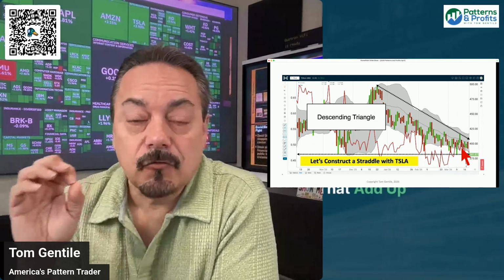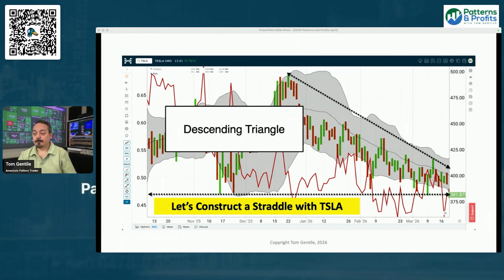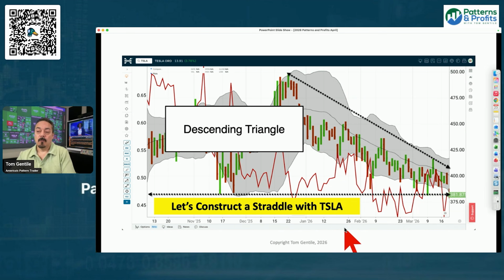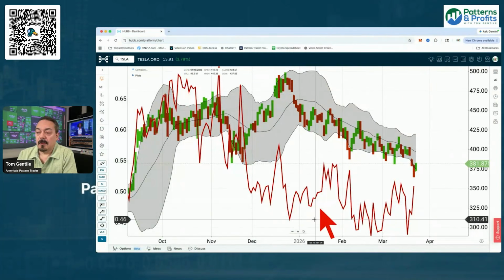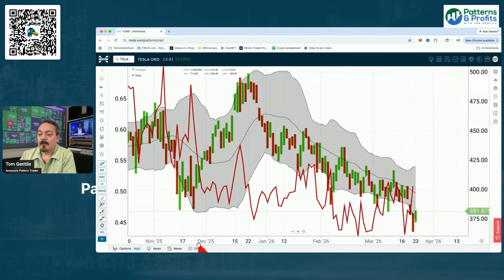Based on nothing else except the chart, let's construct a straddle with this trade. I want to construct a straddle using the Hub options data and the Hub platform, and I want to use Tesla as an example. How do I create a straddle? Well, I'm going to pop in, and here's my chart, and I can see right away that there's that descending triangle, an area on the chart that might make a move.